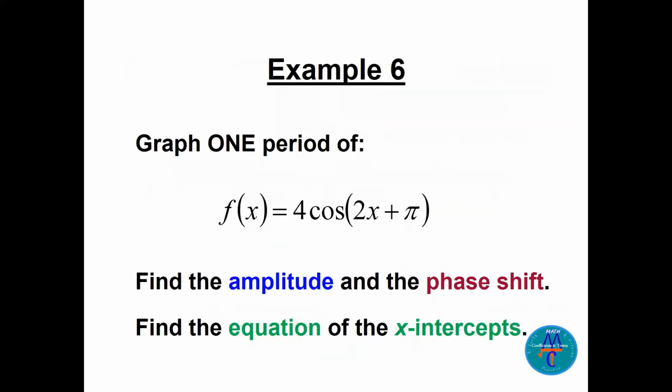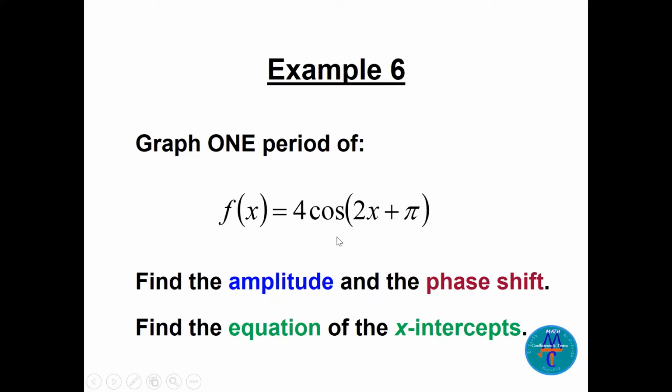Now let's look at this nice graph here. f of x is equal to 4 cosine of 2x plus pi. Let's find the amplitude, find the phase shift, find the equation of the x-intercepts, and graph also one period. So we have to do here 5 things.